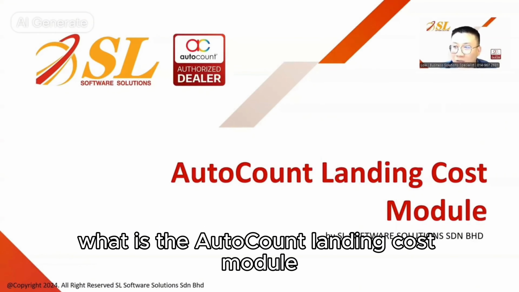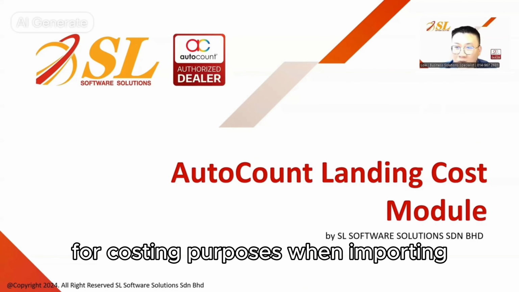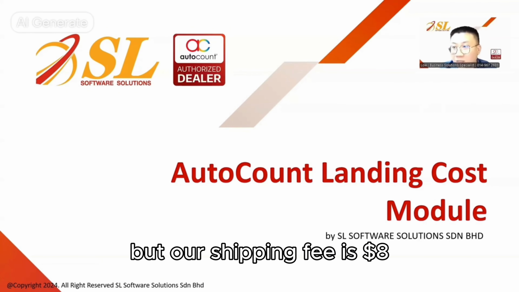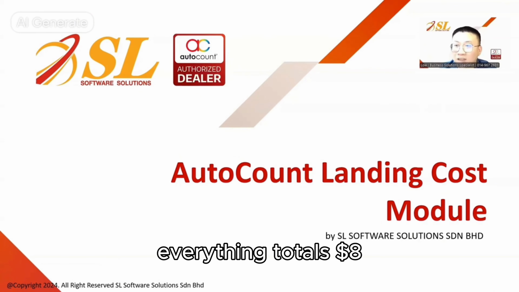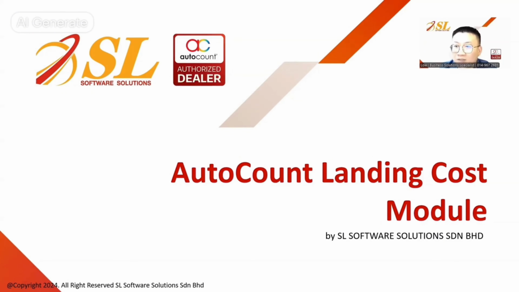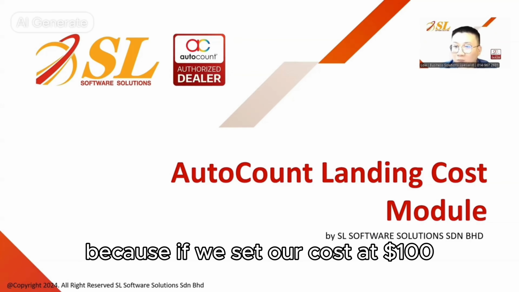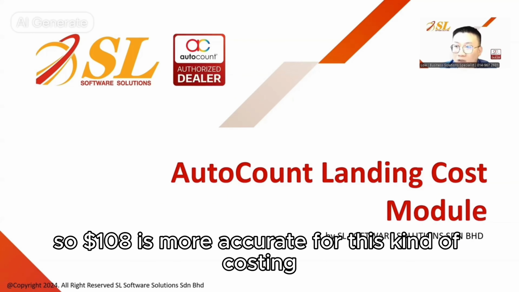What is the AutoCount Landing Cost Module? Actually, it is usually used for costing purposes when importing. For example, if we import something for $100, but our shipping fee is $8, and the shipping fee plus other things like import duty, everything totals $8. So the item cost should be calculated as $108. This way, it's more accurate. If we set our cost at $100, we might sometimes sell at a loss without realizing it. So $108 is more accurate.